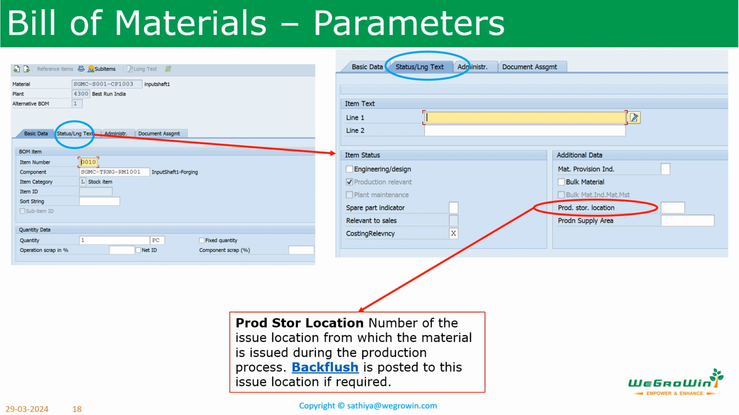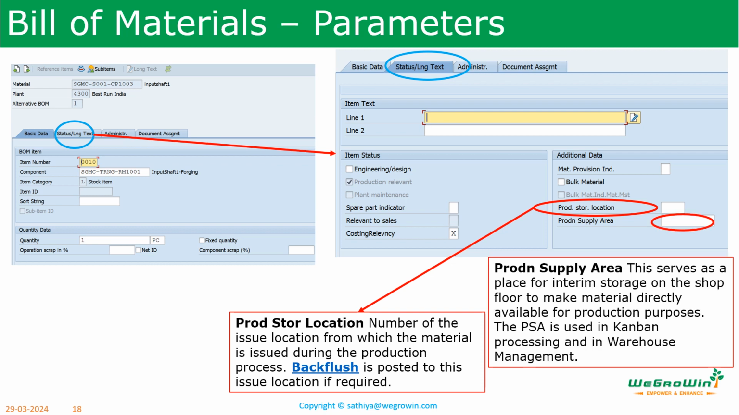Again, in the bill of material, in the material master, we would have given this production store location, but now this can be overwritten in this bill of material because a specific product may be used on a specific location. At that time, you can change it here also. Right? This is one.